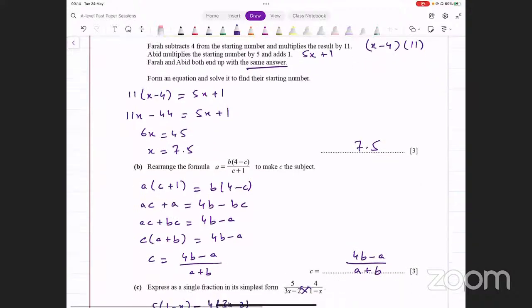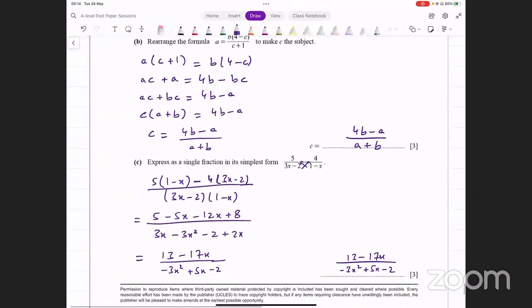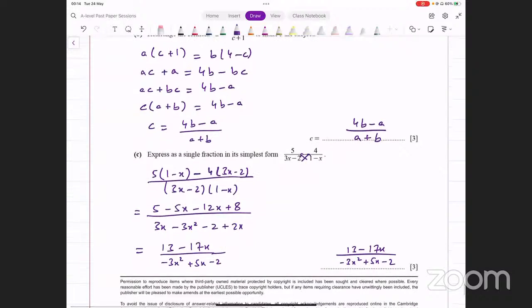So that was this paper from the July series. I hope that was helpful. We are going to end the session here. For the next session, we are going to be doing the other May June 2021 paper, which was actually held in the other countries, not in Pakistan.